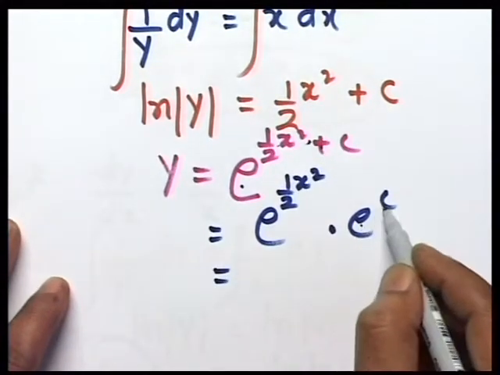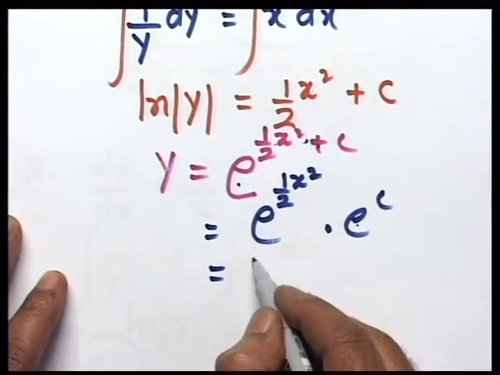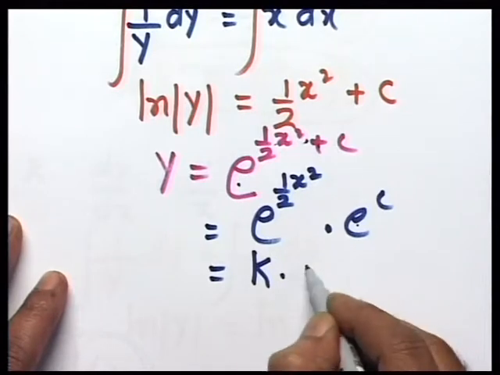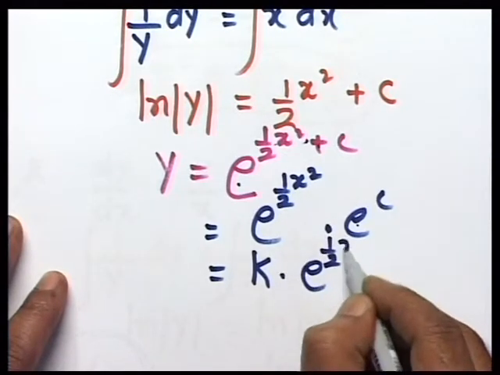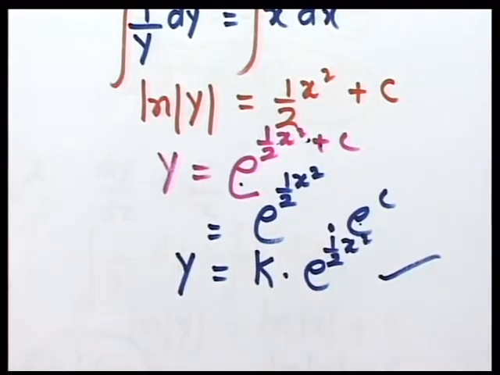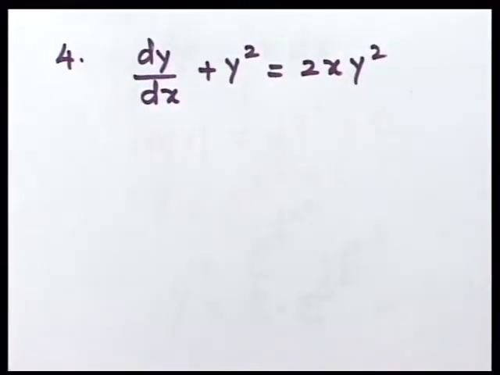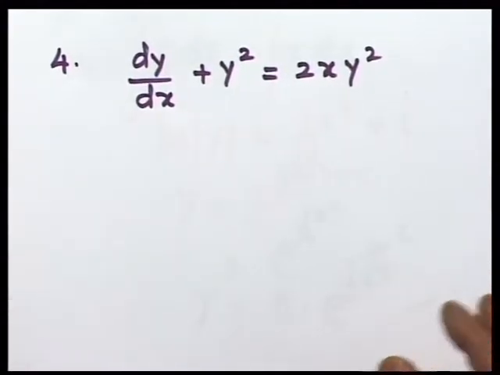Now e to the c is a new fixed value, so let's call it k. So it's k times e to the power half x squared. So that's all, and that's y equals. That's number 3. Then try a few more. Yes, I think before we do the major ones, let's practice a few sums, please.